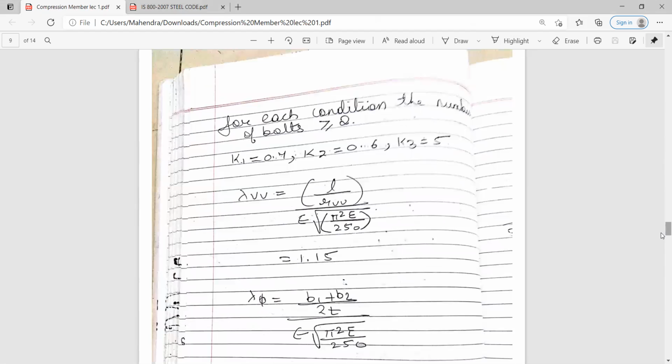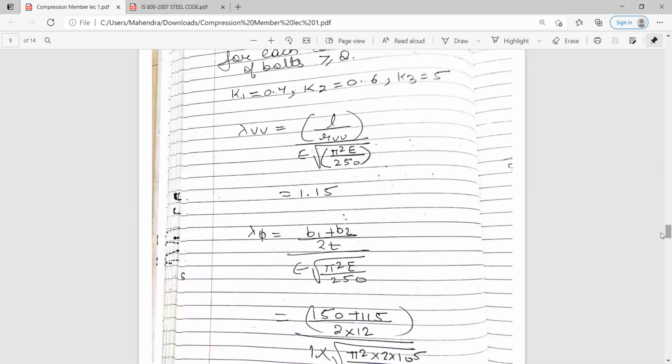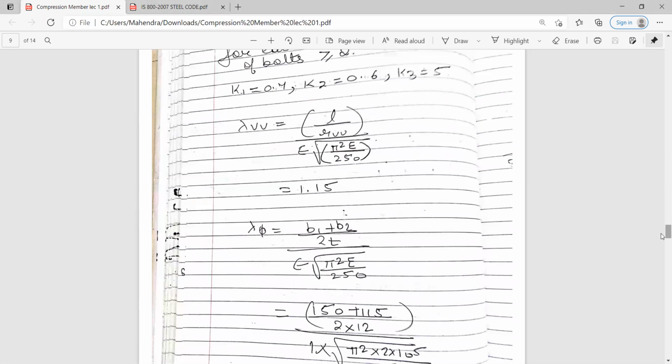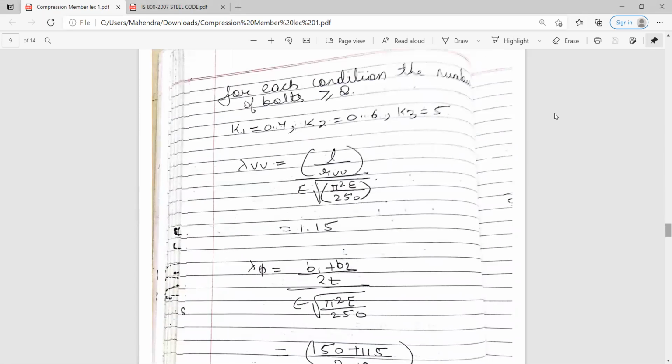Now for each condition, the number of bolts is greater than or equals to 2. So उसमें से आप K1 लोगे 0.7, K2 will be 0.6 and K3 will be 0.5. This all you will get from page number 48, table number 12 from your IS 800 2007. Now, the formula to calculate lambda VV will be equals to L upon RVV epsilon under root of pi square E upon 250. So substitute all the values and calculate the value of lambda VV.